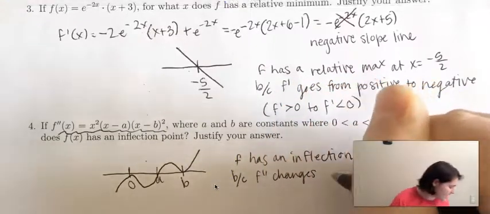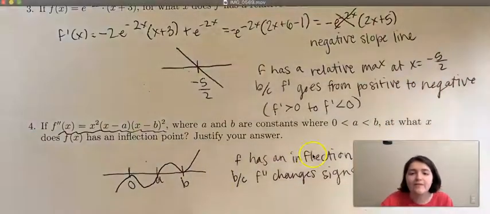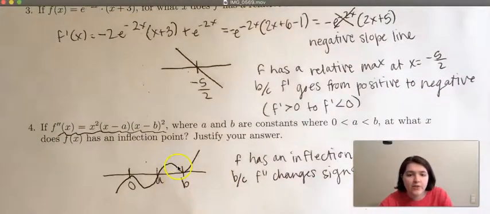So f has an inflection point at x equals a because f double prime changes signs. So this is not an inflection point, and this is not an inflection point because it bounces. It has to cross the line to be able to be an inflection point.